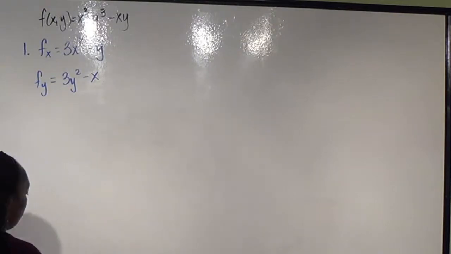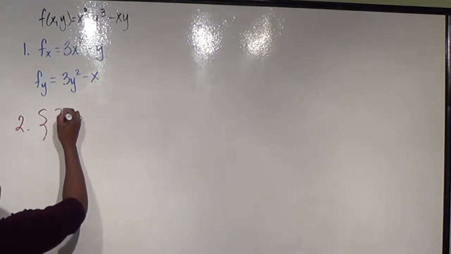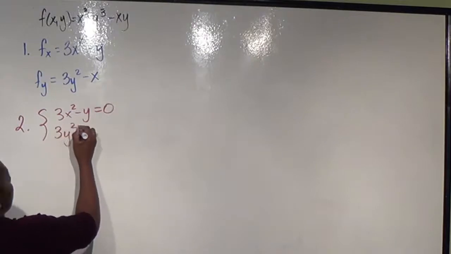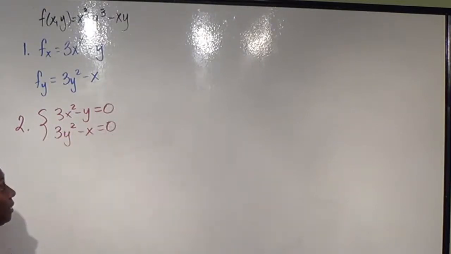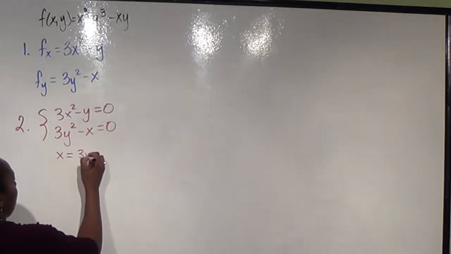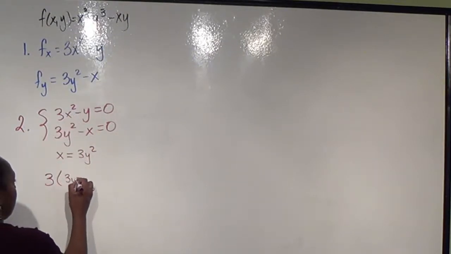From there, I want to solve the system. So I want to set up 3x squared minus y equaling 0 and 3y squared minus x equaling 0. Now to solve this system, there's a number of ways you can do it. You can use your substitution or elimination. So recall that from your pre-calc class. In this case, it's probably going to be easiest to do some sort of substitution. So if I use this last equation, x will equal 3y squared, I can plug that into the first equation.